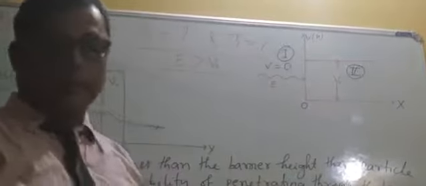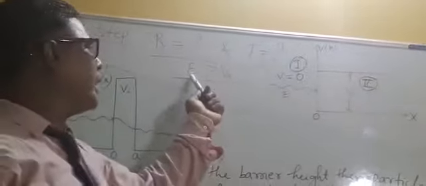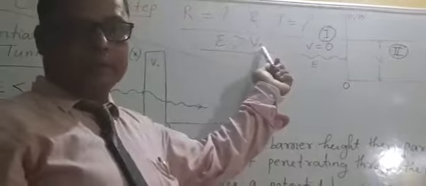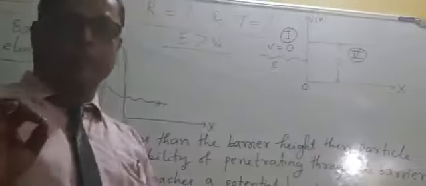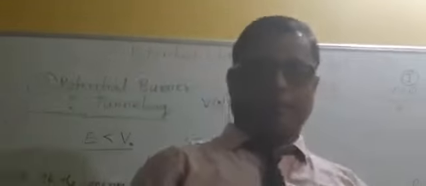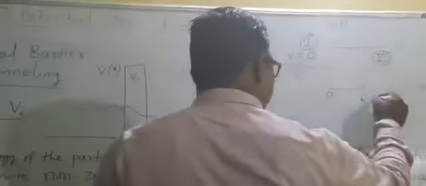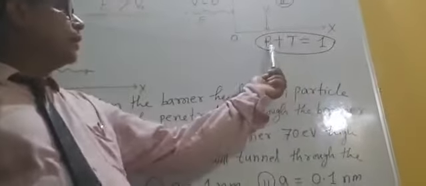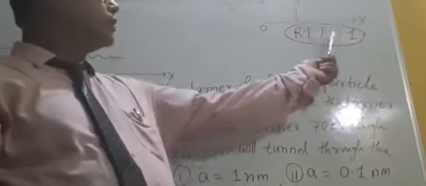But quantum mechanically, if the energy of the particle is greater than V naught, there may not be 100% transmission. There is a possibility of reflection also. So in that application, you have to find the reflection coefficient and transmission coefficient. If you add the reflection coefficient and transmission coefficient, R plus T is equal to 1. This relation always holds: R plus T is 1.